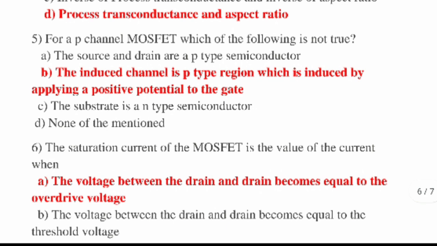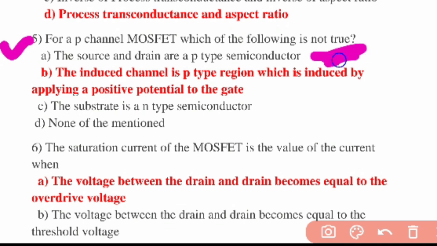Question number 5. For P-channel MOSFET, which of the following is not true? Option A, the source and drain are P-type semiconductor. Option B, the induced channel is P-type region which is induced by applying a positive potential to the gate. Option C, the substrate is N-type semiconductor. Option D, none of the mentioned. Means you want to find the false statement. Option A is correct. Option B is false. Option C is also correct. Then the answer is option B.